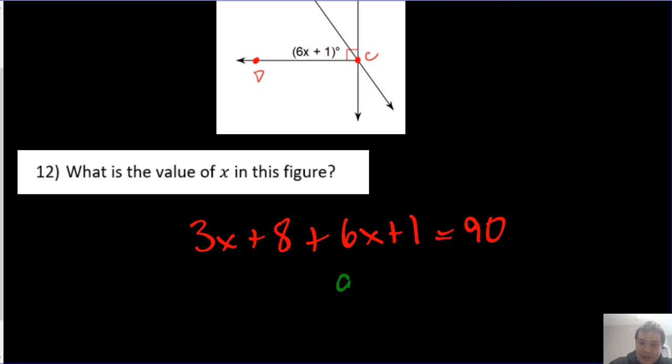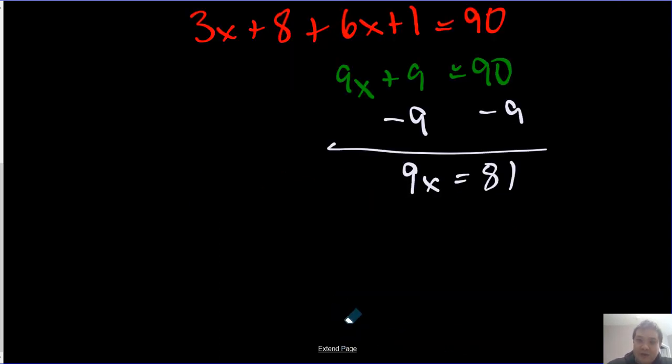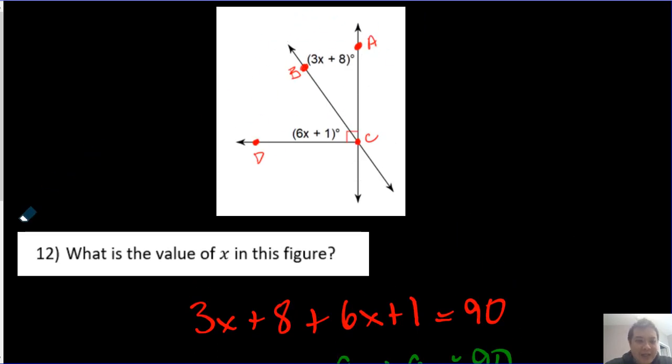And that makes this 9x, combined like terms, plus 9 is 90. Subtract 9 from both sides. And what we find is that 9x equals 81. Divide both sides by 9 or multiply them by 1/9, however you think about it. X equals 81 divided by 9 is 9. We can use this to find the exact measurements of each one of these angles.